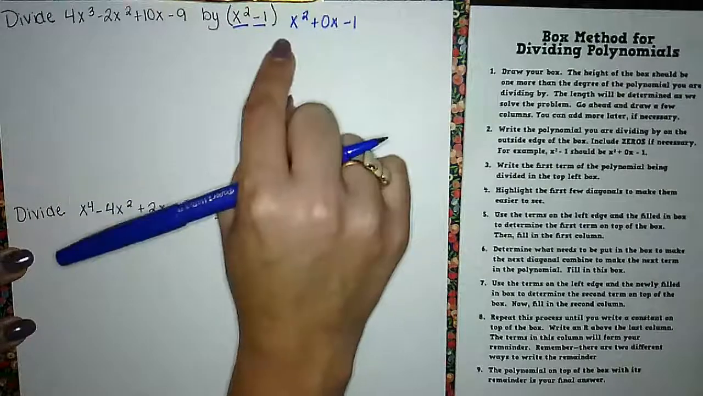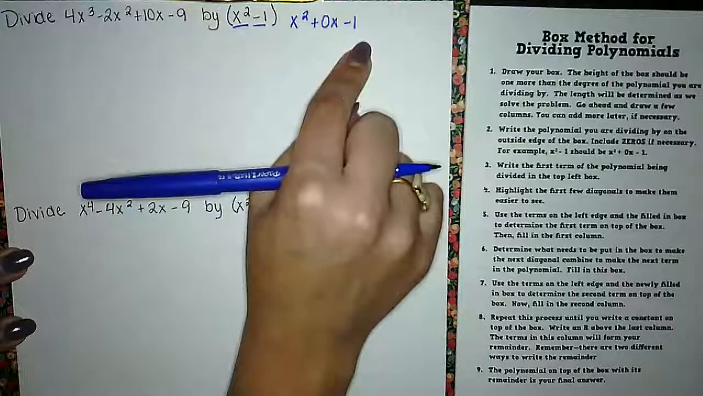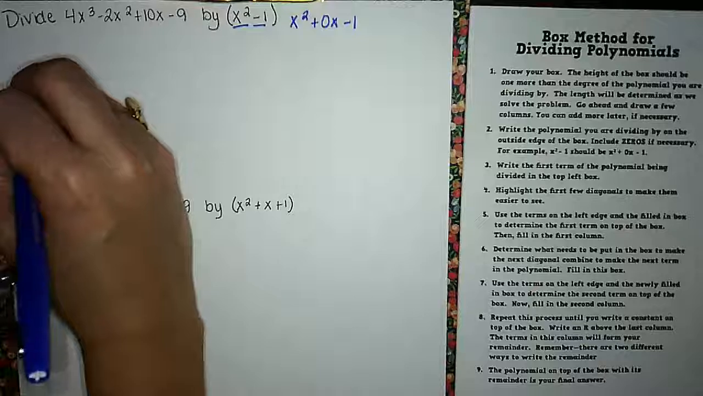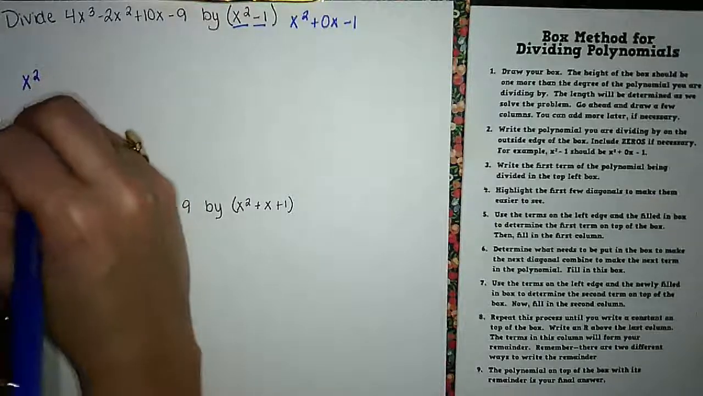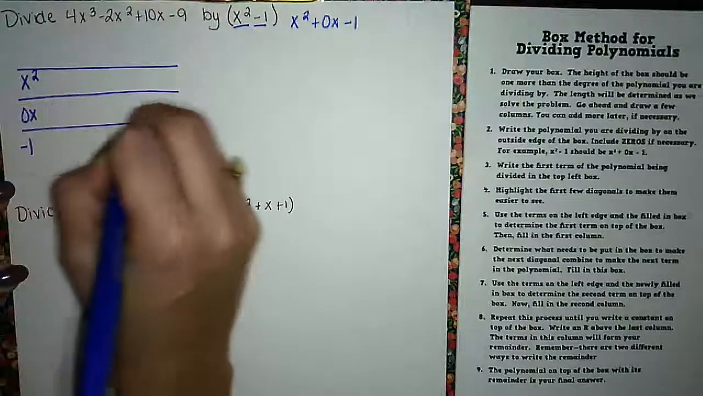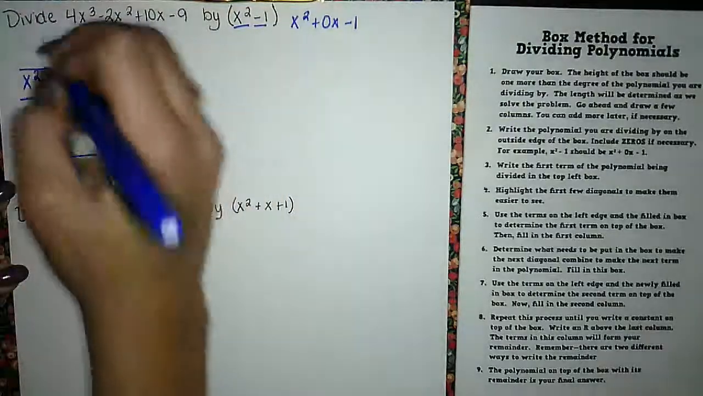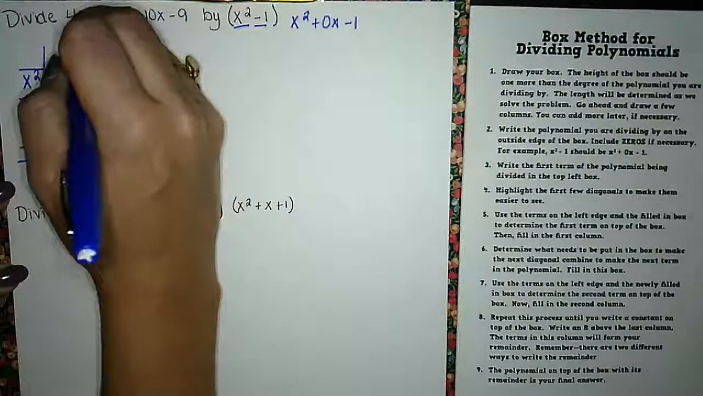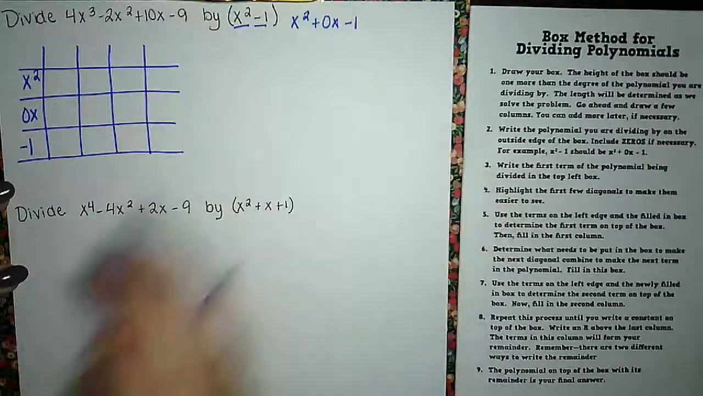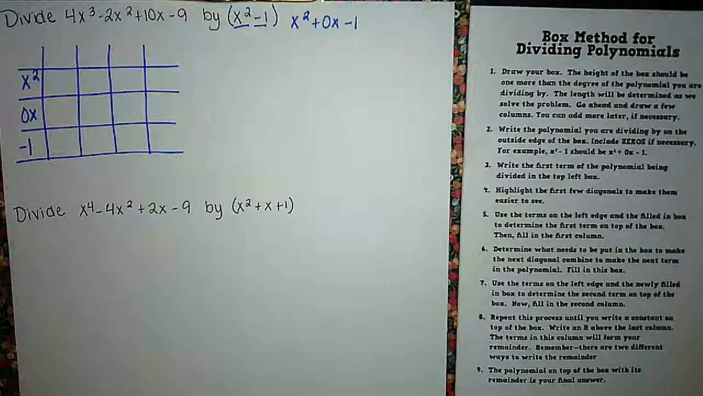Now we're going to create our box. This is what we're dividing by is our height. So we're dividing by x squared, 0x, and -1. And then we draw our box. Length will differ depending on how much we have to do. You can always add columns. You might not use them all. We're just creating what we have. So it's set up. Now we get started.